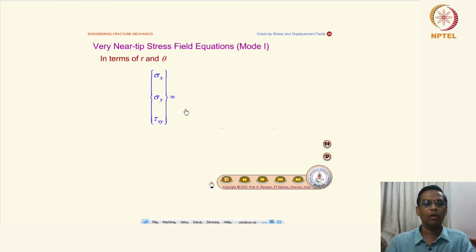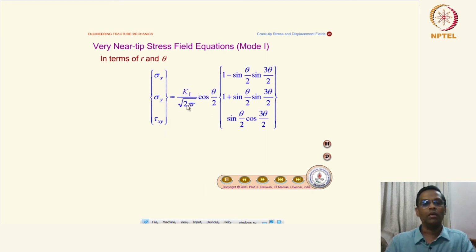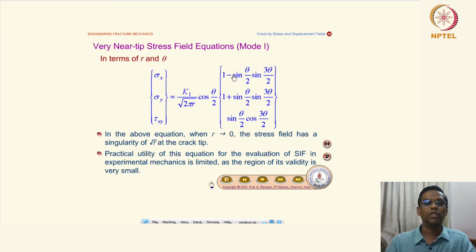Sigma x, sigma y, and tau xy. Sigma x is equal to K1 divided by square root of 2 pi r, cos theta by 2, into 1 minus sin theta by 2 sin 3 theta by 2. And sigma y is K1 by square root of 2 pi r, cos theta by 2, again multiplied by this: 1 plus sin theta by 2 sin 3 theta by 2. And tau xy is equal to K1 by square root of 2 pi r, cos theta by 2 into sin theta by 2 cos 3 theta by 2.